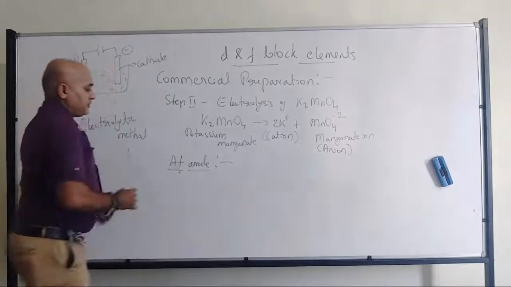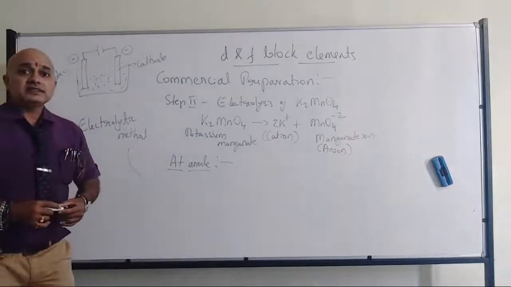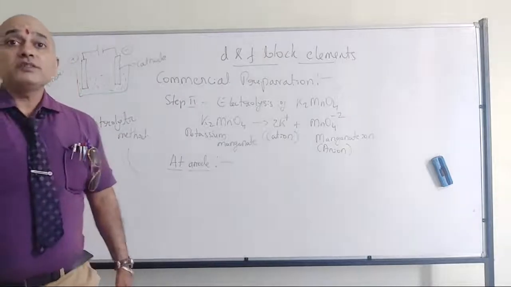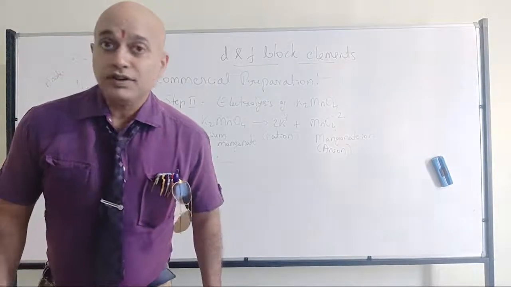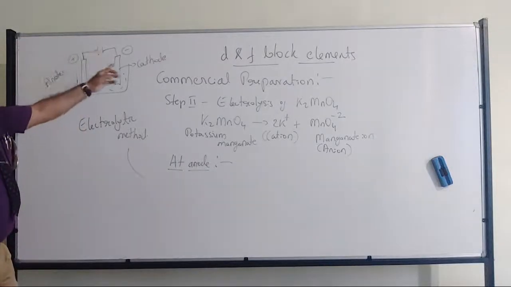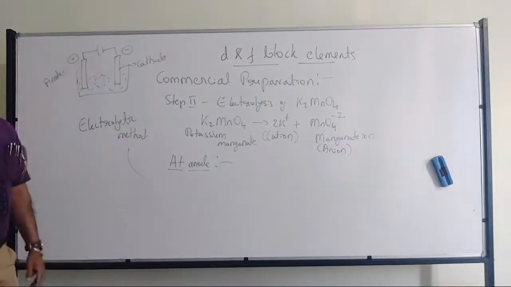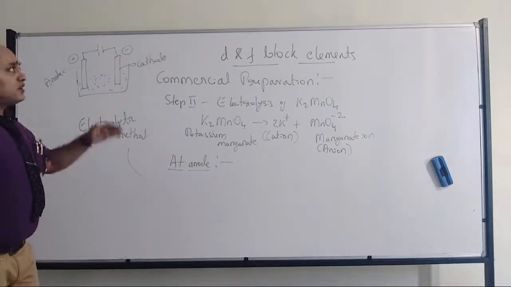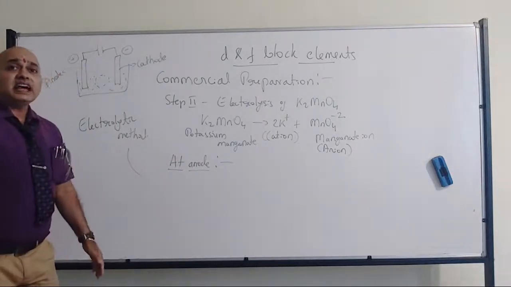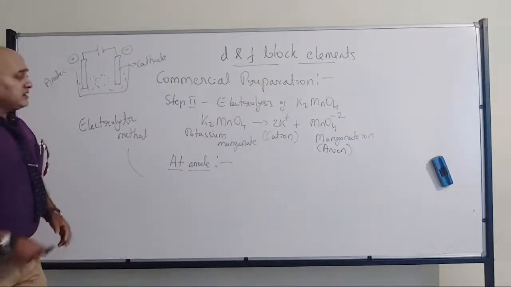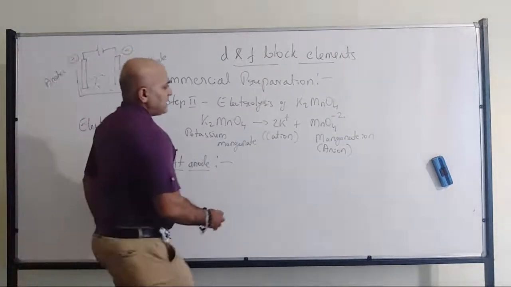At anode, why will anode be considered as the oxidizing electrode? Because electrons will be moving away from the anode. If you remember, in electrochemistry, electrons move away from the anode. Therefore, it is given a positive charge. Electrons will be moving towards the cathode. So therefore, it is the oxidizing part. Now at anode, what should happen?